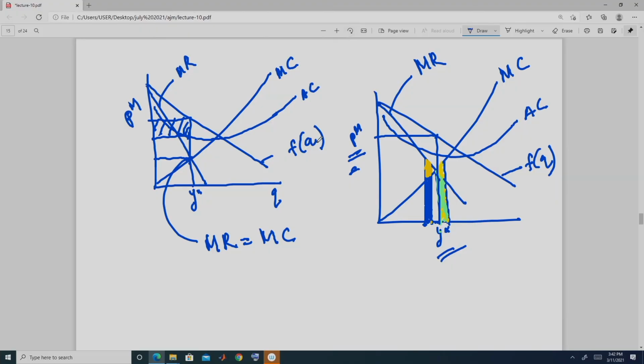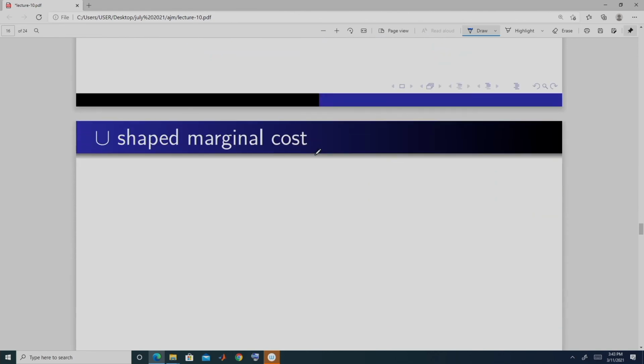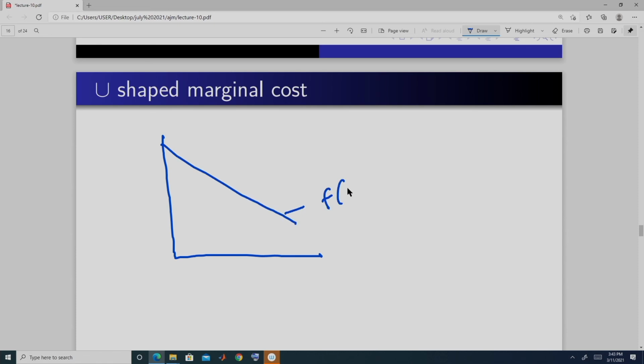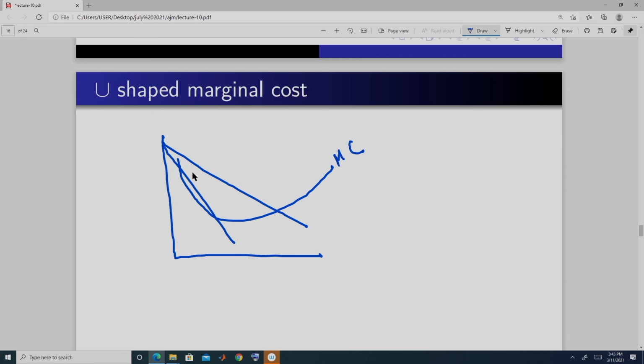Okay. Next, we will take the case of U-shaped marginal cost. Okay. So, let us take the same demand curve like this, and this is the marginal revenue. Let me make it slightly flatter so that it is easier to. Okay. Suppose this is marginal cost and this is the average cost.